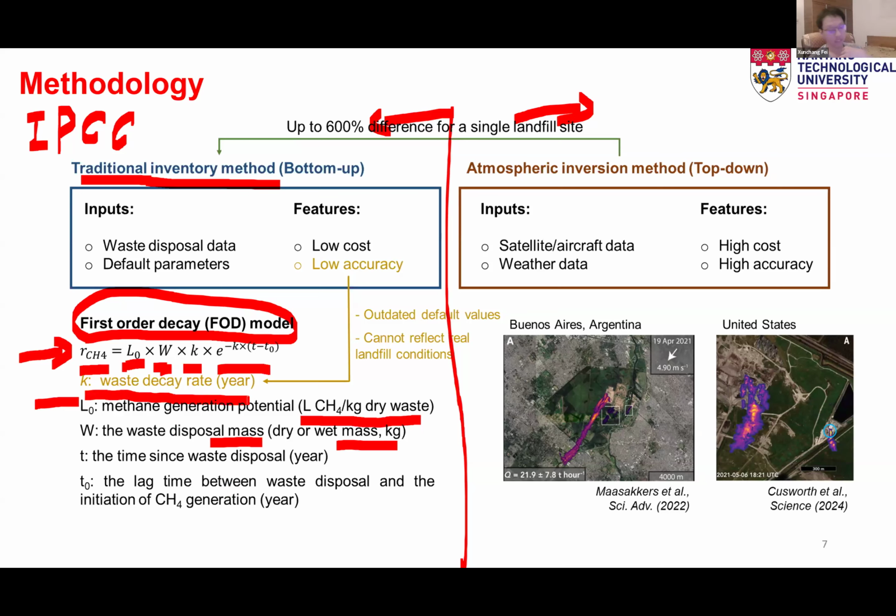is the waste decay rate. Because this decay rate, by default, there are a few default numbers given by IPCC. And these numbers, later I will show, are not very precise. But anyway, this is the current or mainstream approach.